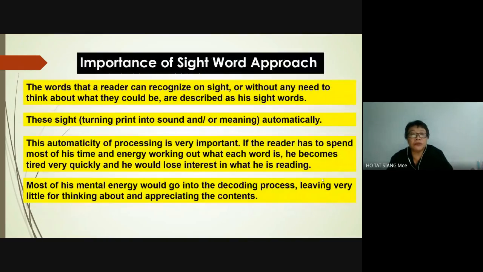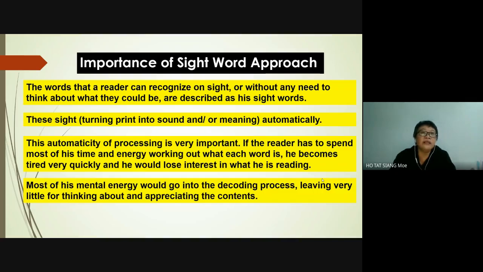Importance of the sight word approach. Why is it important? The words that a reader can recognize on sight without any need to think about what they could be are described as his sight words. Example, like what I said just now, when I look at the word 'the', I know that is the word 'the'. So that is my sight word. This sight turns into sound and or meaning automatically. That means it turns into meaning automatically in my brain.